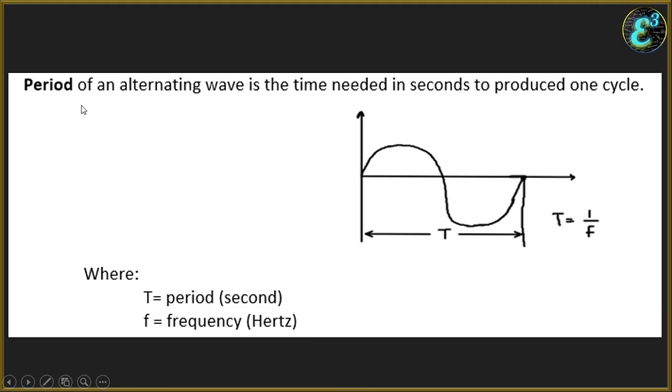So the period of an alternating wave is defined as the time needed in seconds to produce one cycle. To produce this cycle, you have the positive half and the negative half cycle. So that is one period. Yung buong time po needed to create this one is what we call a period. So, yung period po natin is in seconds, habang yung reciprocal po ng period, which is the f, is what we call the frequency, which is in hertz.